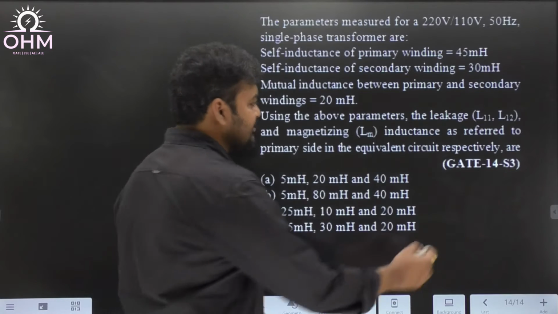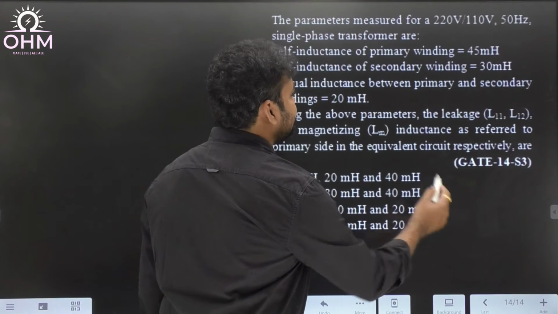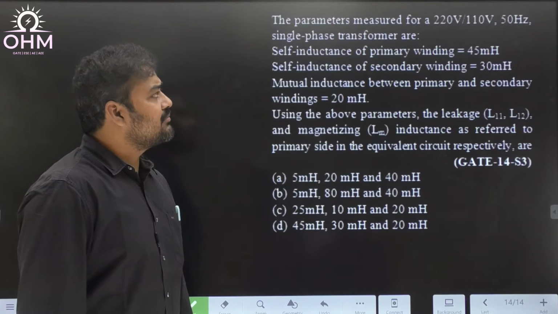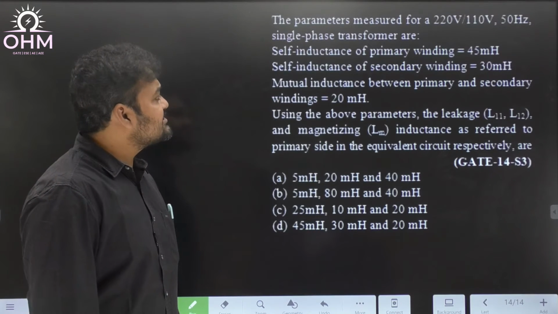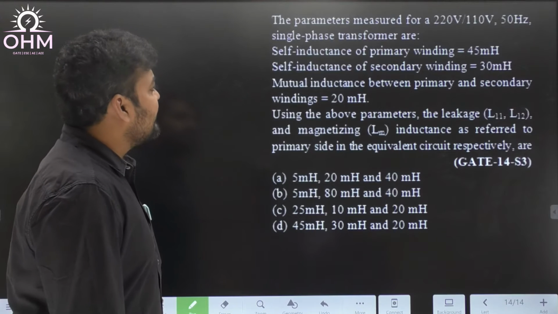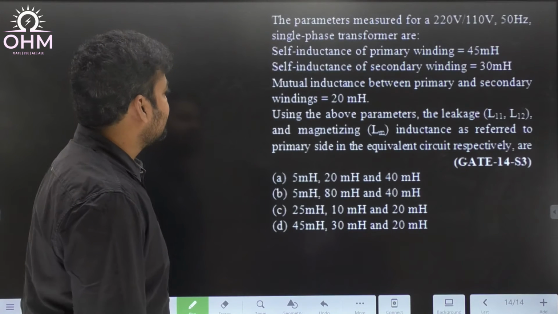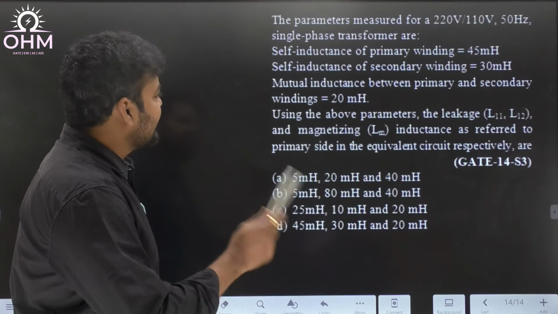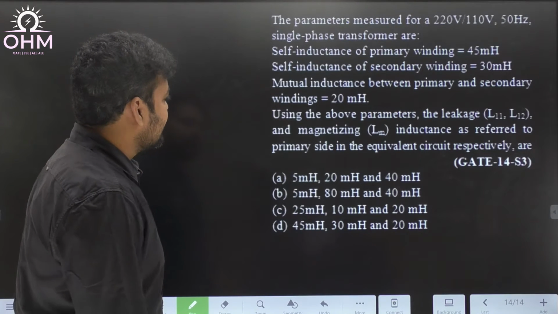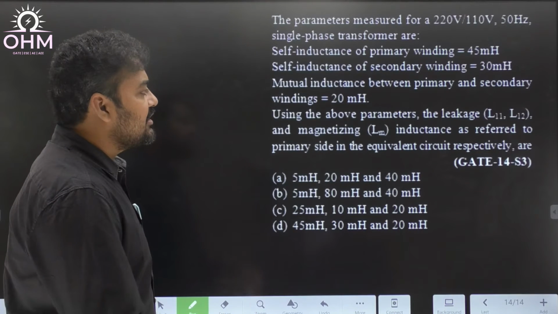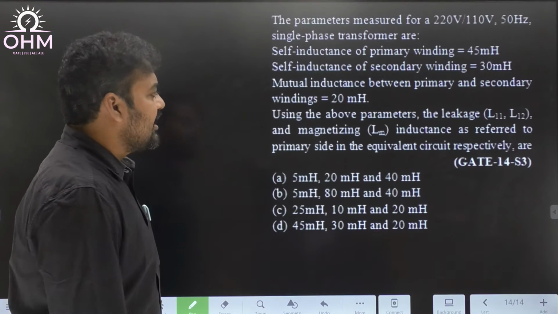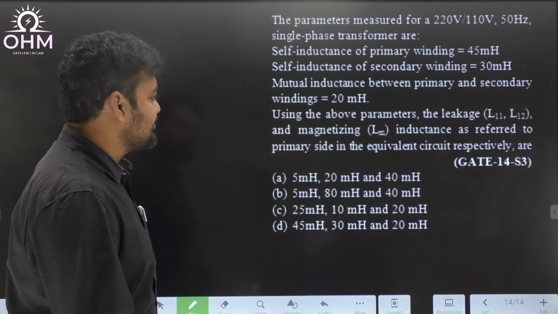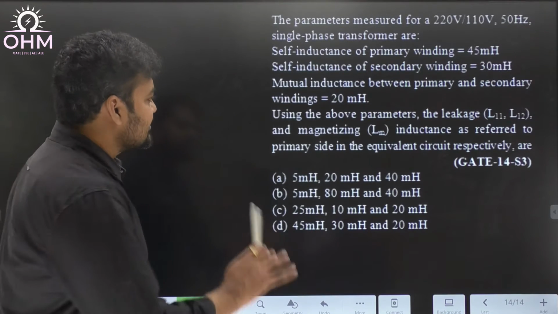This is a question from GATE 2014 paper. Read the problem. The parameters measured for a 220 volt by 110 volt 50 Hz single phase transformer are: self inductance of the primary 45 millihenries, self inductance of the secondary 30 millihenries, mutual inductance between primary and secondary 20 millihenries. Using the above parameters, what are the values of leakage inductance and magnetizing inductance referred to primary side in the equivalent circuit respectively? So these are the values we have to find out.